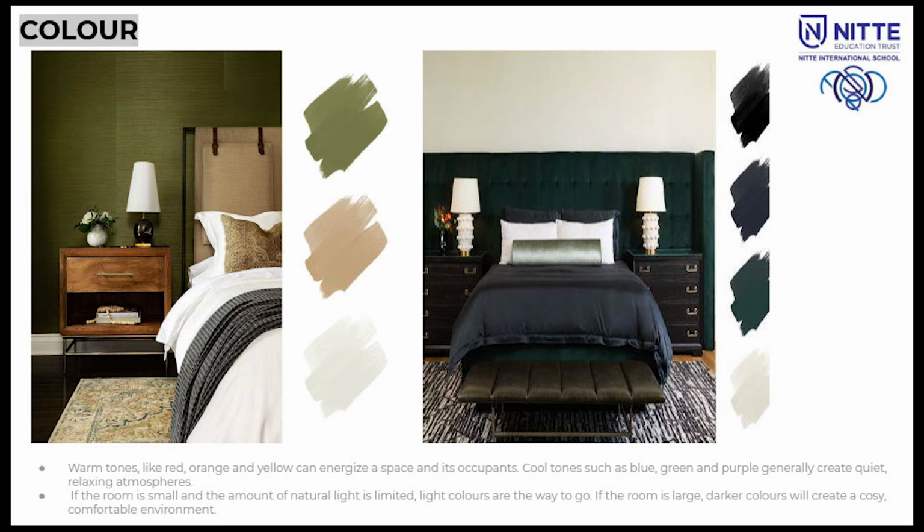Color. Warm tones like red, orange, and yellow can energize a space and its occupants. Cool tones such as blue, green, and purple generally create a quiet, relaxing atmosphere. If the room is small and the amount of natural light is limited, light colors are the way to go. If the room is large, darker colors will create a cozy, comfortable environment.